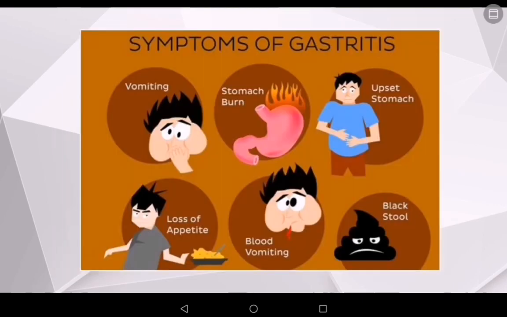So let's talk about the symptoms of gastritis. The common symptoms include nausea and vomiting, stomach burn due to increased acid production, upset stomach, especially epigastric discomfort and pain, and loss of appetite or anorexia, and blood vomiting, which is also known as hematemesis. This occurs due to active bleeding. The last one is black stool, also known as melena, which occurs in upper GI bleed.